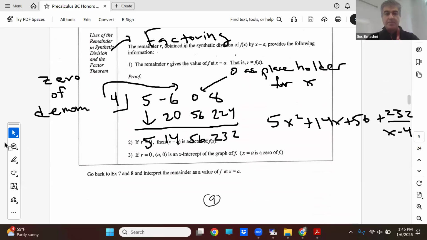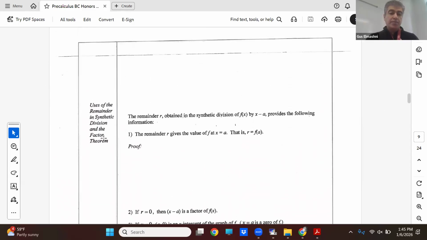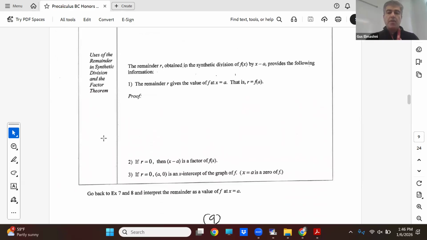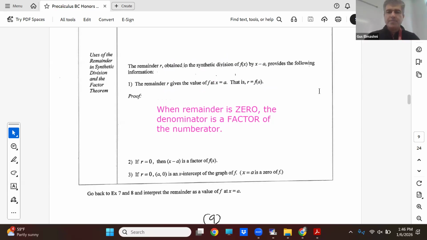Okay, last part before we wrap things up for today. When the remainder is 0, whatever you divide by is going to be a factor. That's what it says. I don't need to do the proof, but essentially, when the remainder is 0, the denominator is a factor of the numerator. That's all it's saying.